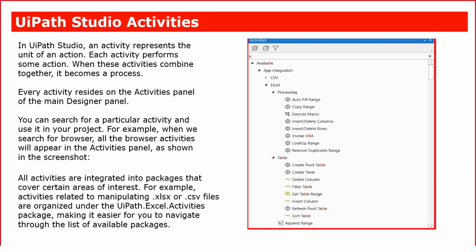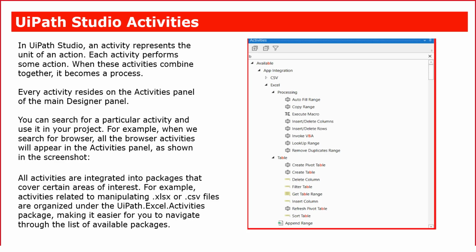Every activity that we're going to use usually resides in the activities panel. You should be able to search for a particular activity and use it in your project with the help of the search bar that we have on the activity panel, right? For example, if you want to use the activities related to Excel or CSV files, you should be able to find all of those activities in the UiPath.Excel.Activities package, right? They are grouped together in a package so that it's easy to navigate.